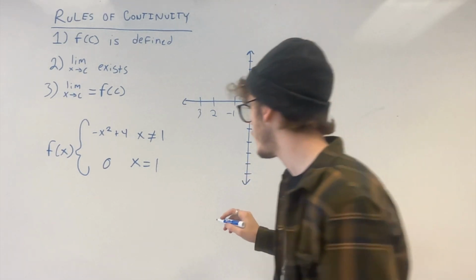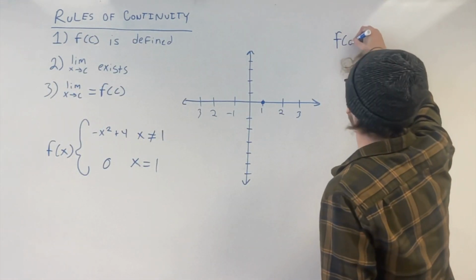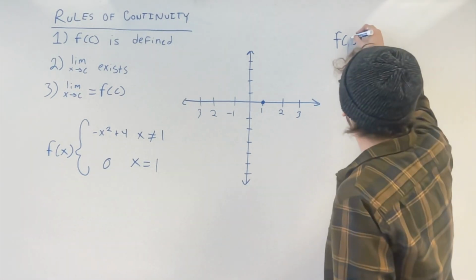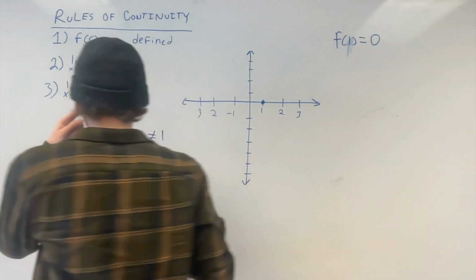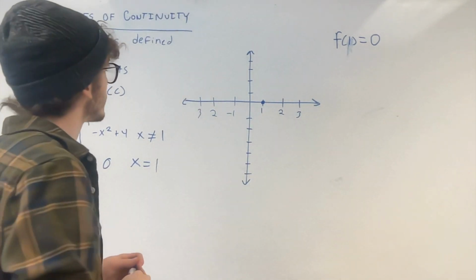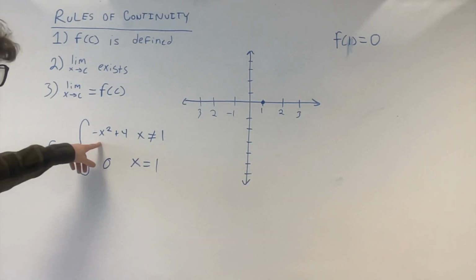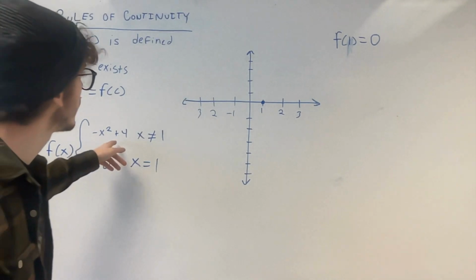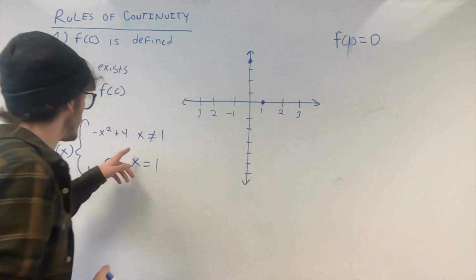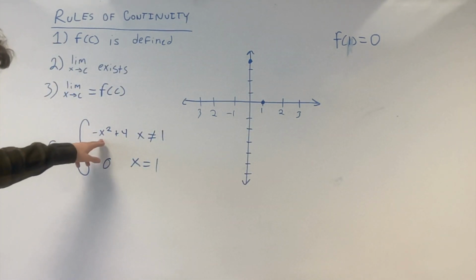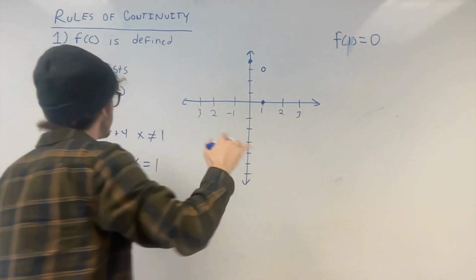So we can already say that for our rules of continuity, f of c, or in this case, f of 1 is equal to 0. Quite simple. Now let's follow this parabolic curve. Negative 0 squared is 0 plus 4 is 4. So we'll go 1, 2, 3, 4. For 1, it would be negative 1 squared plus 4, so we'd have 3. But there's a hole there, right? Pretty simple.